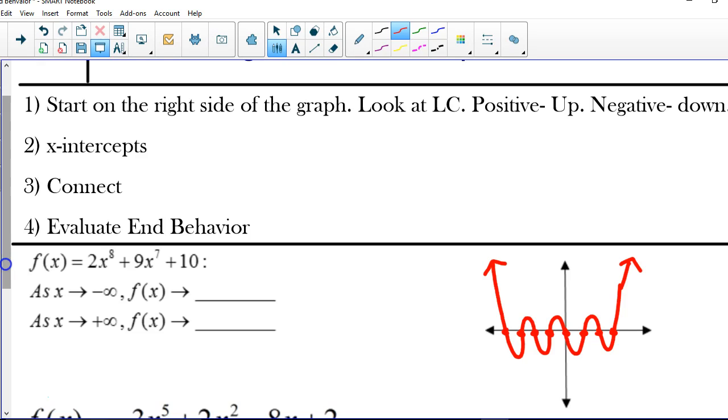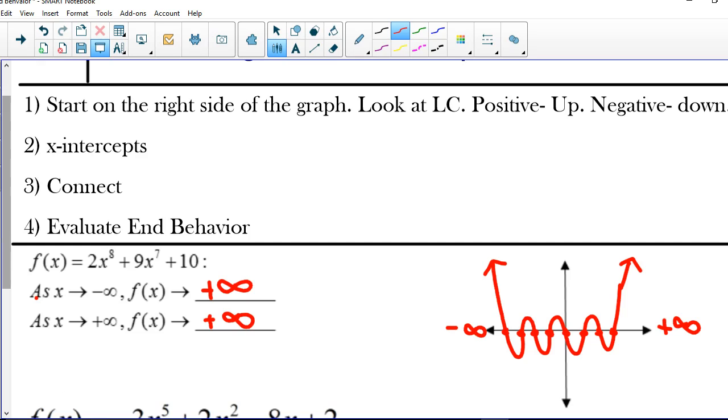And now we want to evaluate the end behavior. As x approaches negative infinity, that's over here. What's happening to the graph? Going up. Yeah, so positive infinity. All we're talking about is connecting the degree and the leading coefficient. That's a good question. And then as x approaches positive infinity over here, where are we ending? Positive infinity.